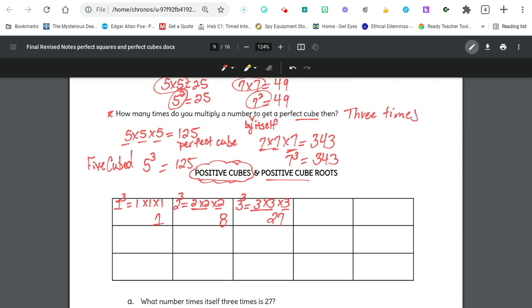If you haven't done so, pause the video and fill out the rest of this table and find the remaining perfect cubes that will fit in the table. We're only going to do the first 15 of them, okay? Pause the video and let's find the remaining perfect cubes.